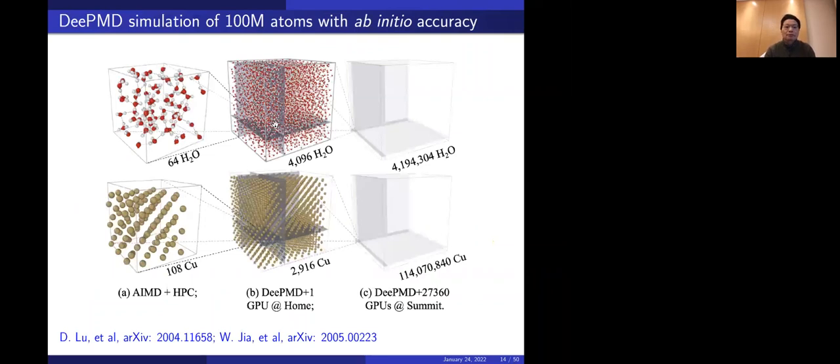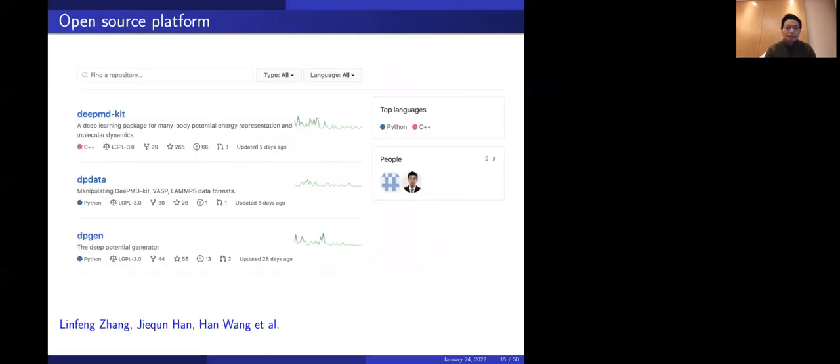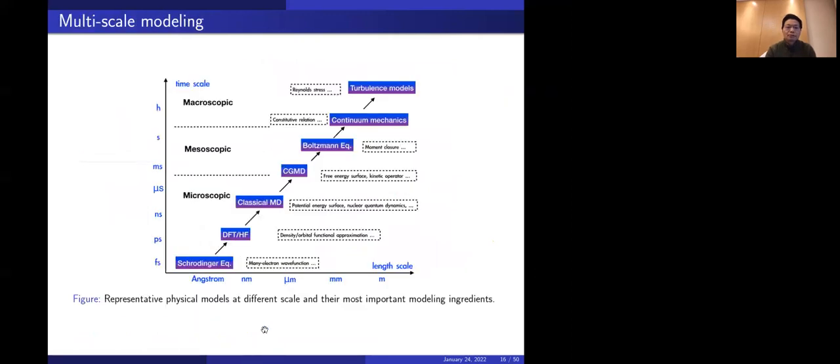Combined with high performance computing, we've been able to extend ab initio molecular dynamics, so molecular dynamics with ab initio, quantum mechanics accuracy, from being able to handle like 1,000 atoms to being able to handle 100 million and now a billion atoms. This is a huge advance in terms of the size of the system. Again, we've also developed an open source platform. Actually, my collaborators have developed this open source platform.